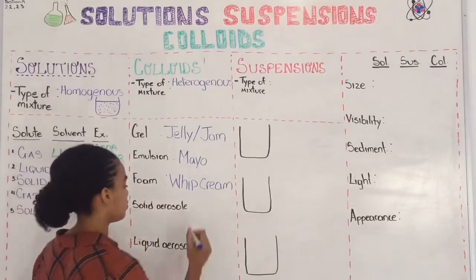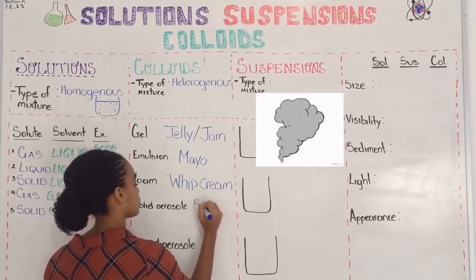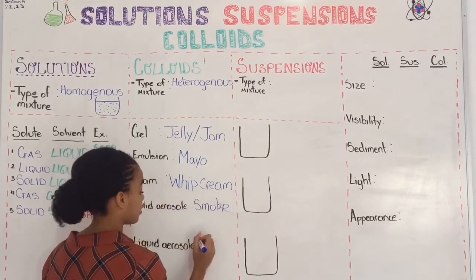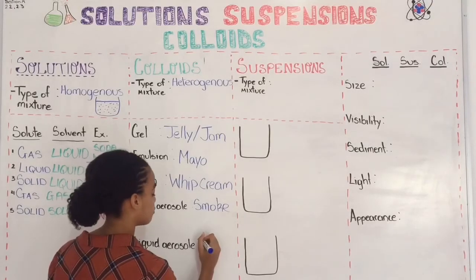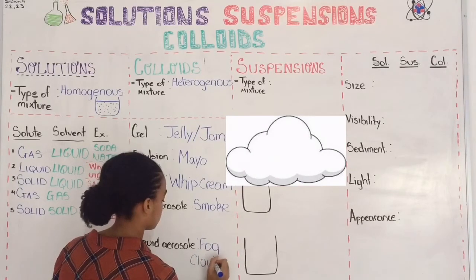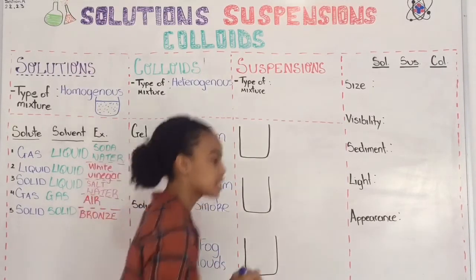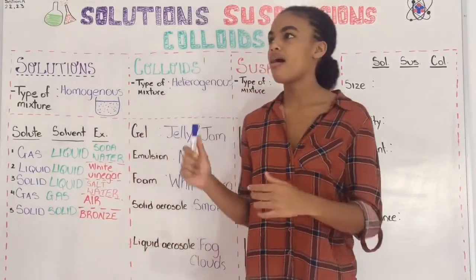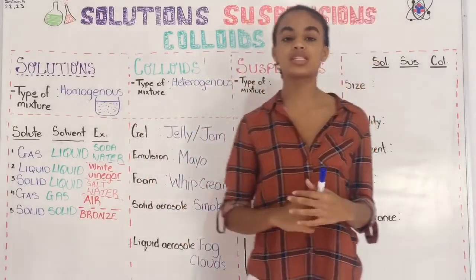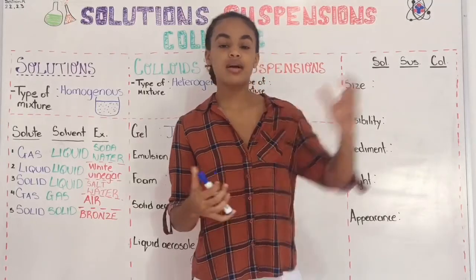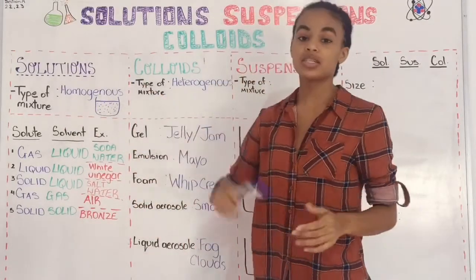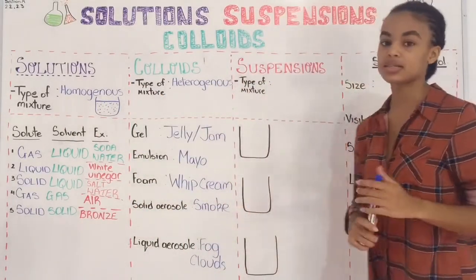Your solid aerosol would be like smoke. And your liquid aerosol, a very common example of liquid aerosol is fog or clouds. So very important to note, the particles in a colloid are much bigger than the particles in a solution, but they're still too small to be seen with the naked eye. So you look at a colloid, and we're going to talk about other properties of colloids, but for now the particles are larger than the particles in solutions, but much smaller than the particles in suspensions.